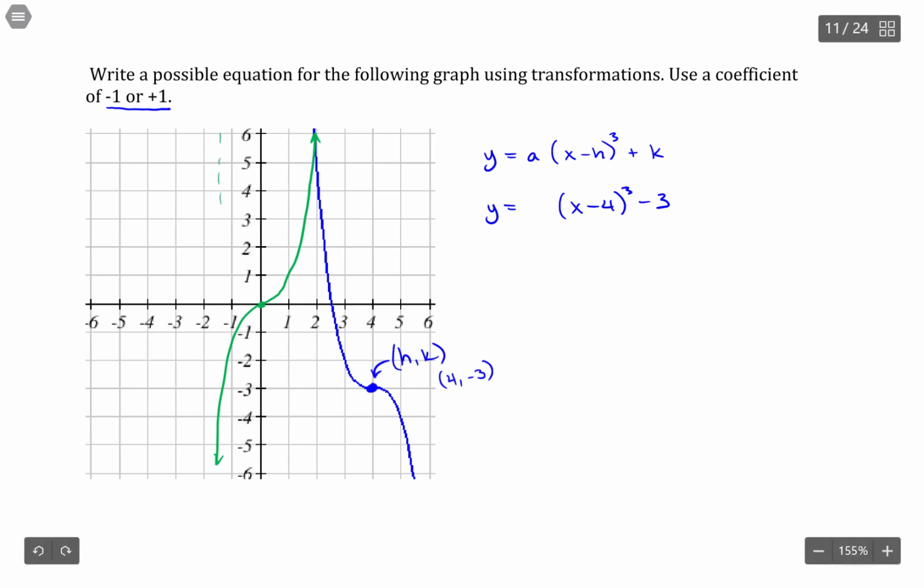It's been reversed so that it's going down like this instead. So that means it's getting multiplied by a negative. So we'll put a negative out front, and there we have it. You could plug this into your calculator and graph it, and double check that the graphs look the same.